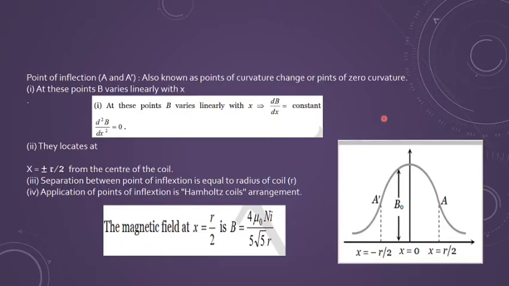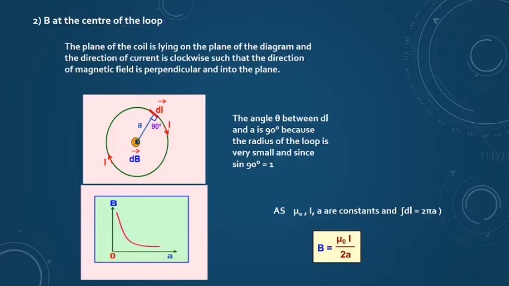These points of inflection are simply found to make certain applications like Helmholtz coils. Also we can discuss the second case. If I don't want to go for the ring at a distance x, rather I want to find directly the magnetic field at the center of the loop. As I've said, if now I'm taking the current in the clockwise direction.